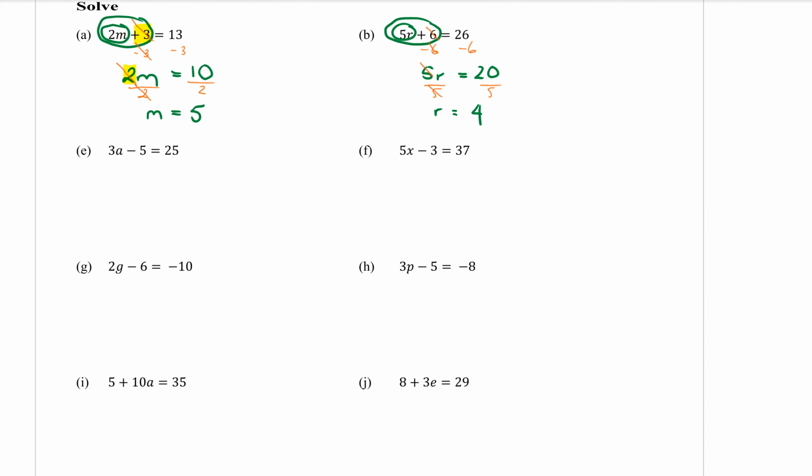Next one, E. Looking at our layers, so the 3A's together, the minus 5 is the outside. So the opposite of the minus 5 is plus 5. Cancel that off. 3A is by itself. 25 plus 5 is 30. Next layer is to get rid of the 3. It's currently times. The opposite is to divide by 3. Cross the 3's off. A is by itself. 30 divided by 3 is 10.